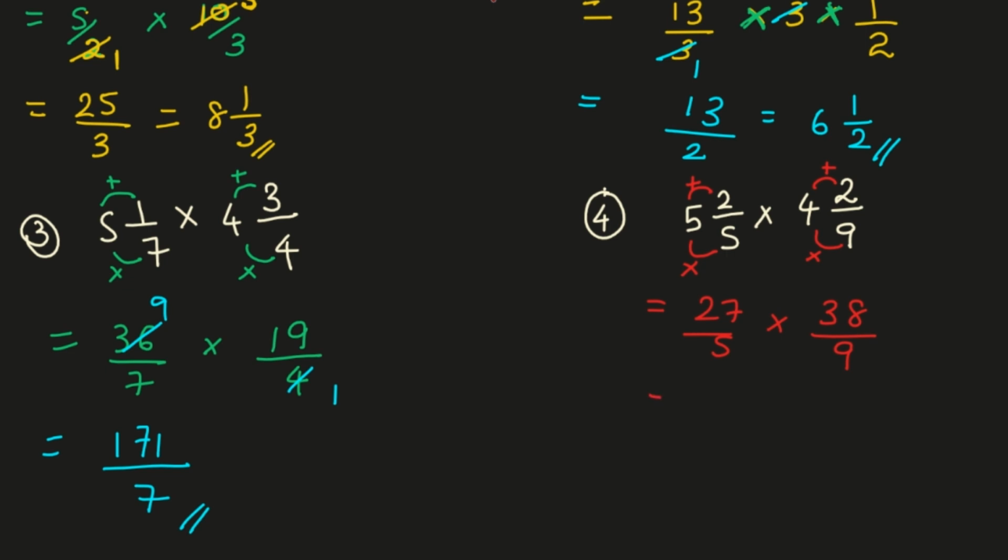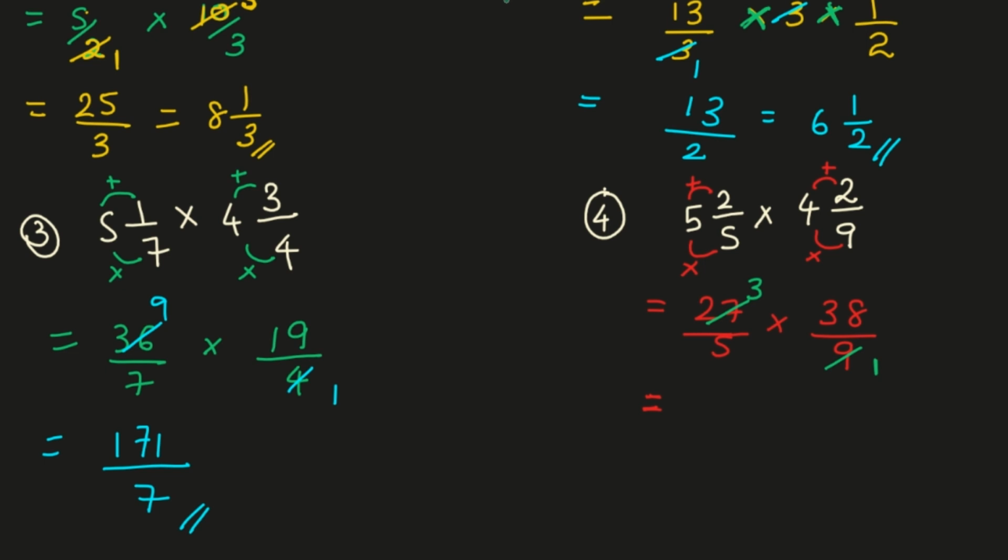Is there a value that can be used to divide both the numerator and the denominator? Yes, there is. You know that 27 and 9 can be divided by 9. So 9 divided by 9, it's 1. 27 divided by 9, it's 3. Is there anything else? No. Any more simplifications we can do? No. So in that case, you can simply multiply the numerators and the denominators separately.